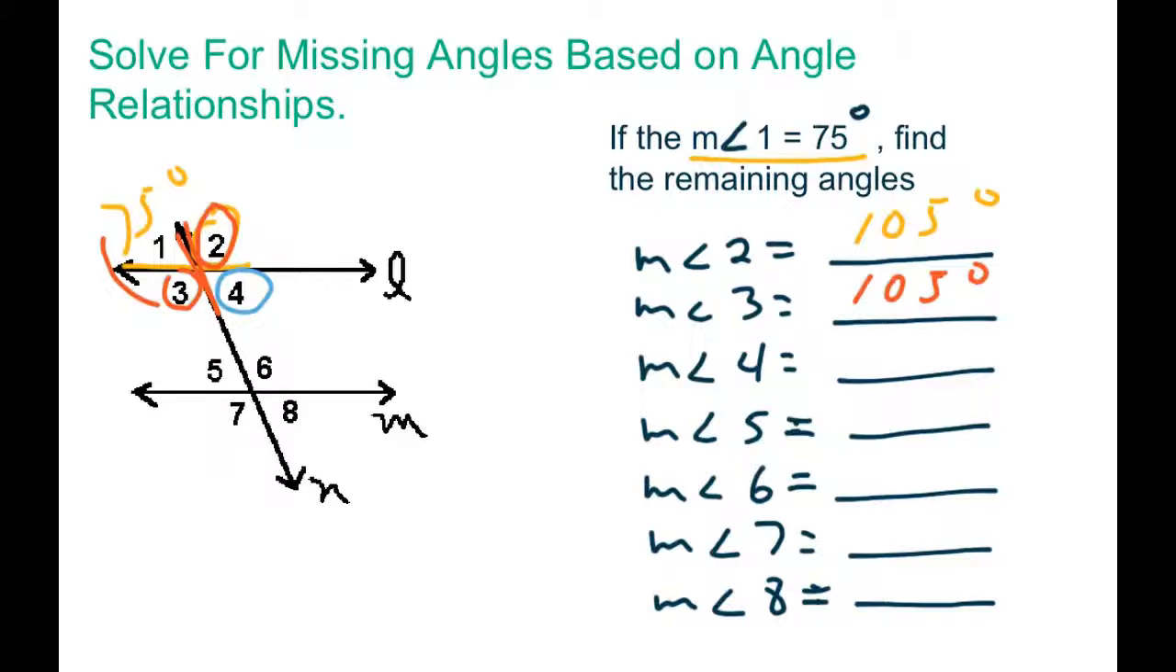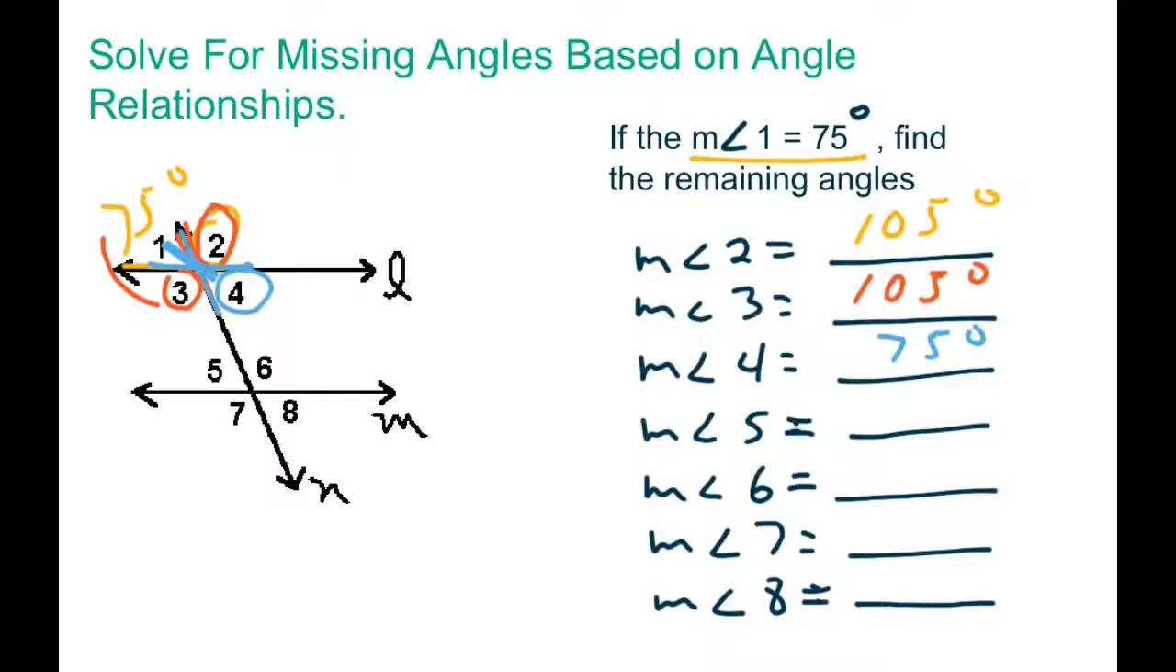Angle 4. Well, once again, a few different ways. 3 and 4 are on a straight line, so they're supplementary. 2 and 4 are supplementary. Or 1 and 4 are across from each other, so they're vertical. Vertical angles are congruent. So if 1 is 75, 4 is also 75. And I could have got that 75 degrees 3 different ways there.